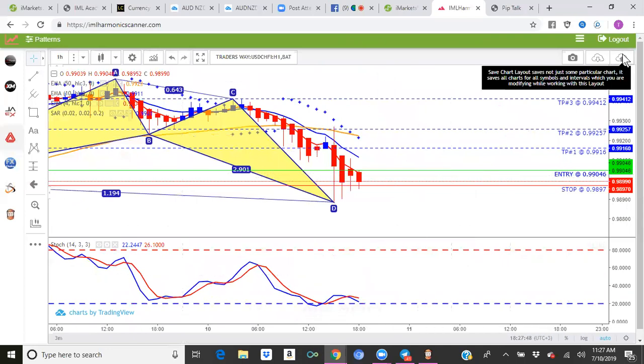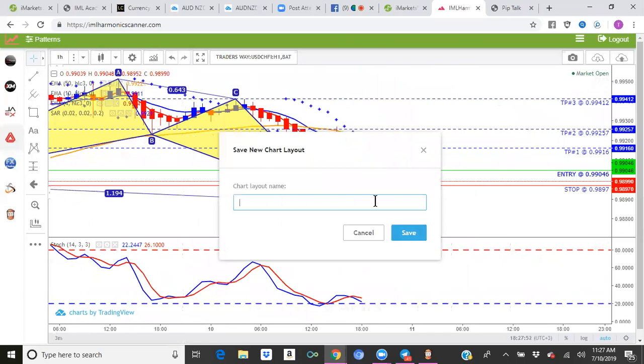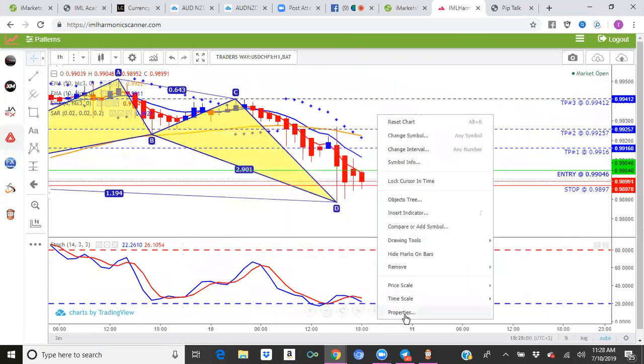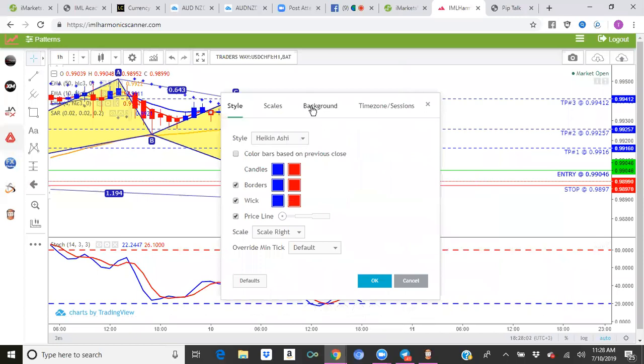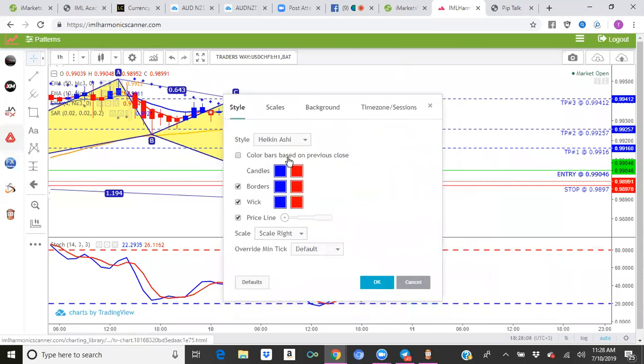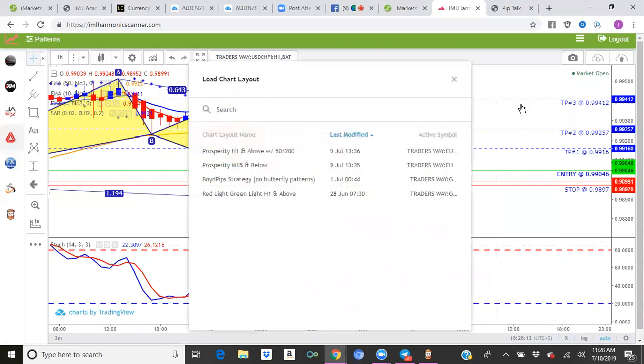You come here to save chart layout. You can name it Prosperity. I'm not going to because I already have it. Okay. Now, if you want to change the color of your background, you can come here to properties, make it whatever color you so choose. And if you want to change your candles, you can do that as well. Okay. So what I'm going to do is pull up my template.